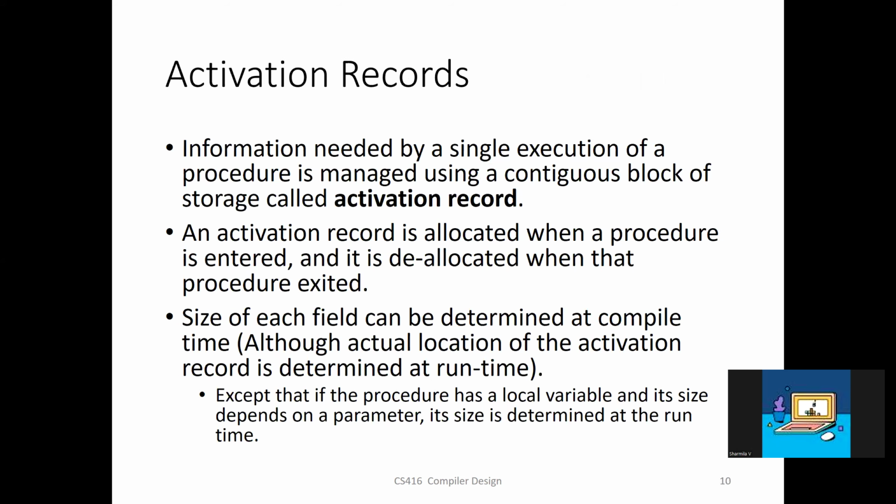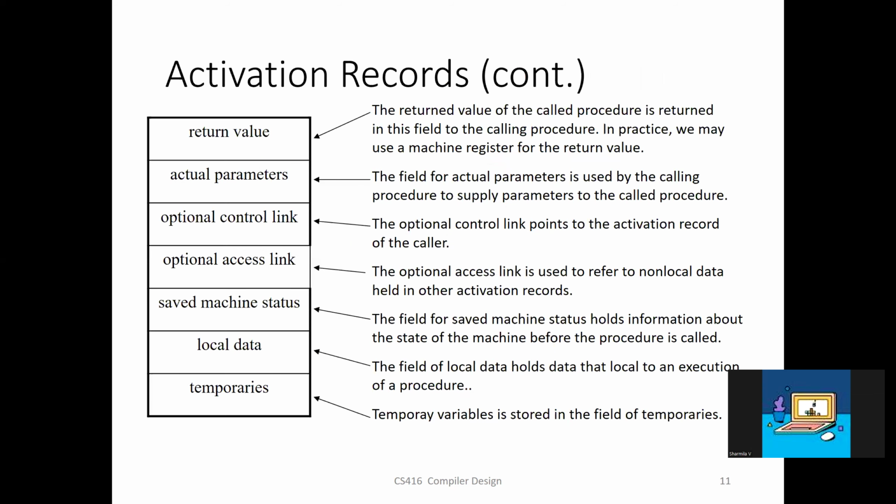The activation record is managed using a continuous block of storage. It is allocated when the procedure is called and deallocated when the procedure exits. The actual location of the activation record is determined only at runtime, and its size depends on the parameters and variables. The activation record contains seven items: return value, actual parameters, optional control link, optional access link, saved machine status, local data, and temporaries.